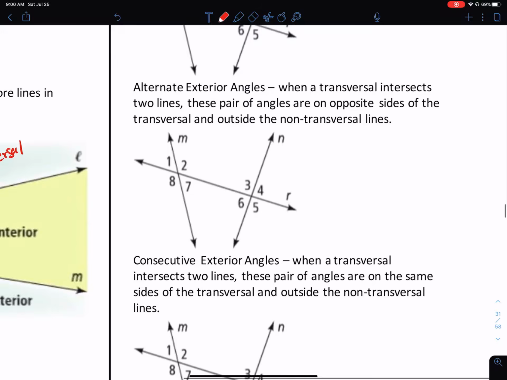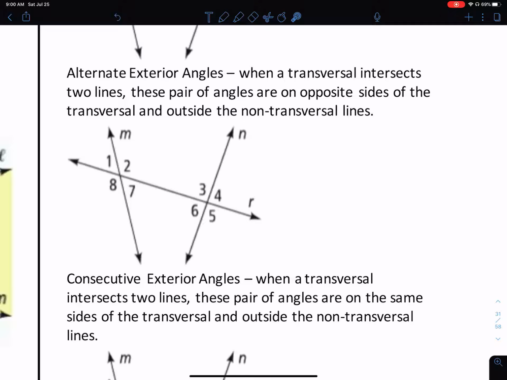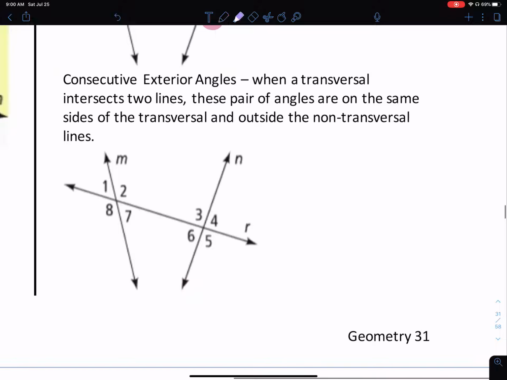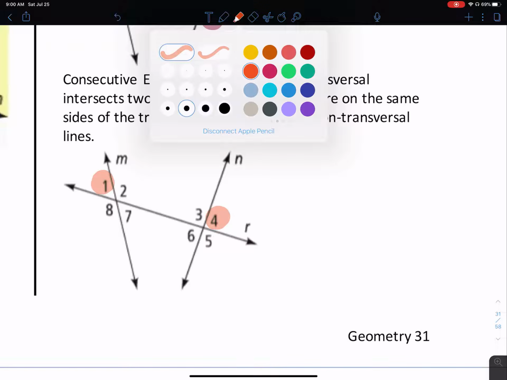Corresponding, we'll get to that in a second. Alternate exterior angles. If you understand alternate interior, it's very similar. It's two angles on the outside of the non-transversal lines, and they alternate from one side of the transversal to the other. So angle 1 and angle 5. Also angle 4 and angle 8. Consecutive exterior angles, just like consecutive interior angles, they're on the exterior and they're on the same side of the transversal.